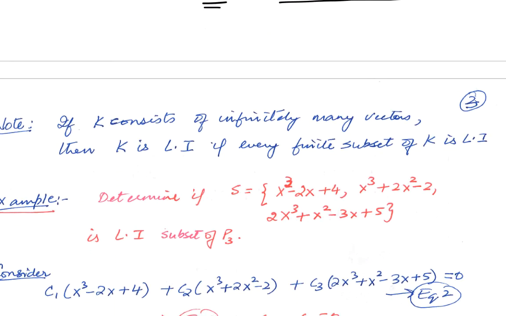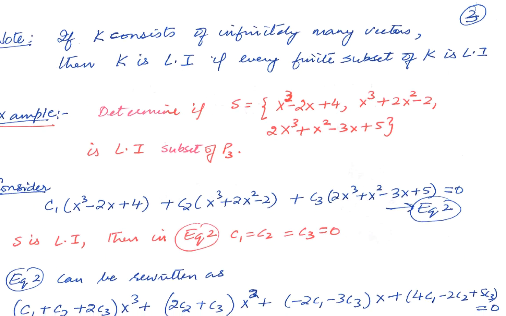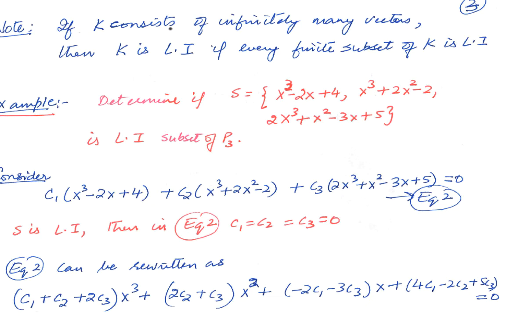Now, let's look at the scenario. If I have a set of infinitely many vectors, the question that comes up is whether that set of infinite vectors, coming from a vector space, is linearly independent. And the answer is, it is going to be linearly independent if every finite subset of that set is linearly independent. Okay, let's look at an example.